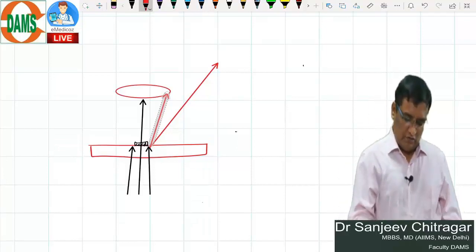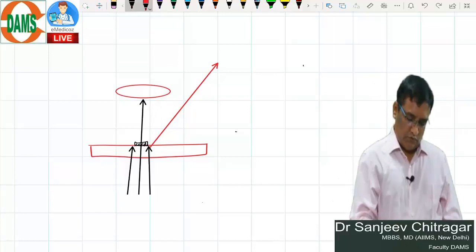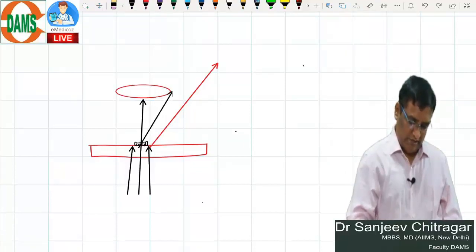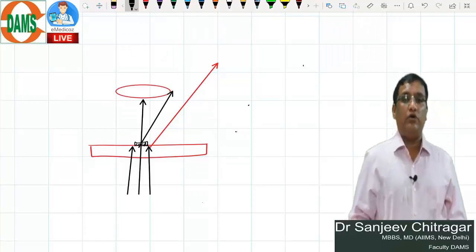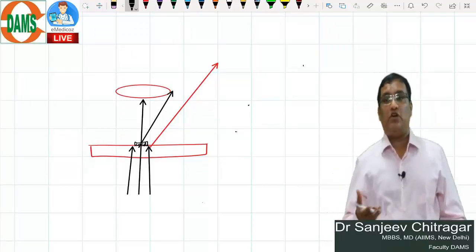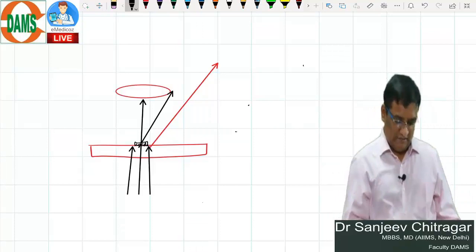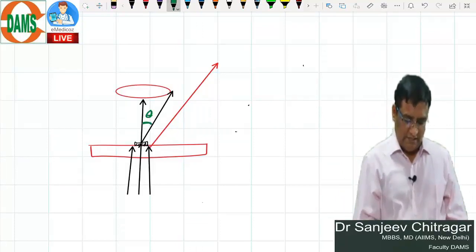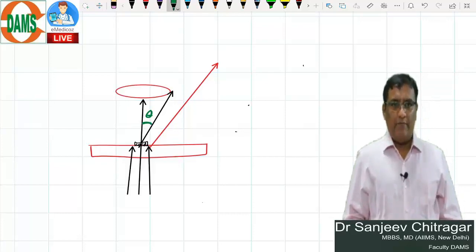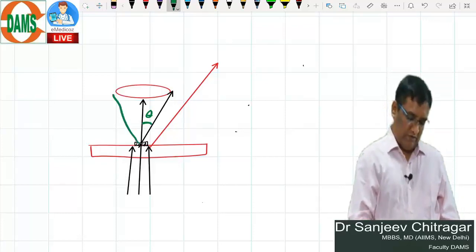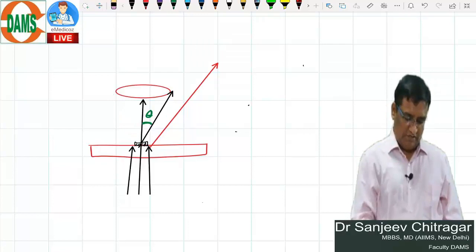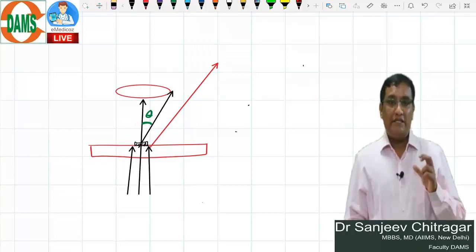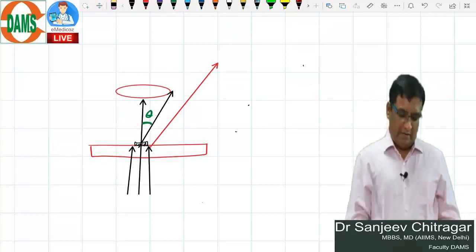Look at this. One more ray, let me say it goes like this. Now the red arrow is of no use for us, because it is not being collected by your lens system. So there will be an angle that is created. This angle is theta. Of course, the same theta will be on this side also, but we will not discuss that. The numerical aperture will depend upon this.